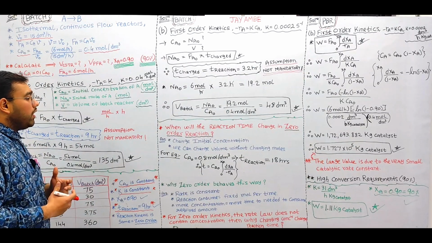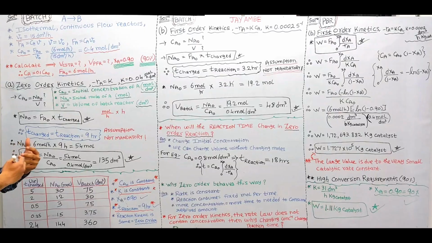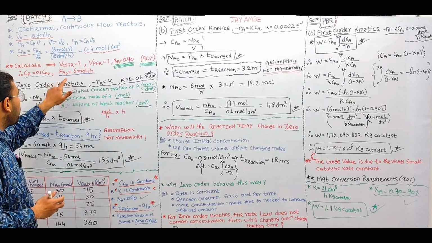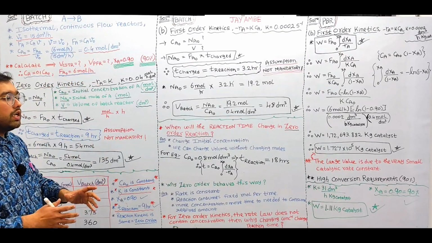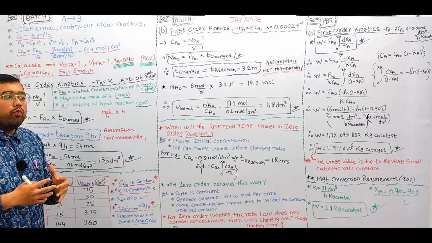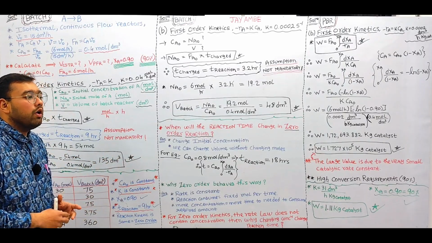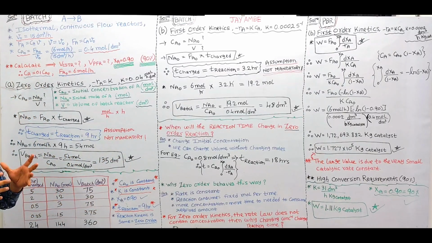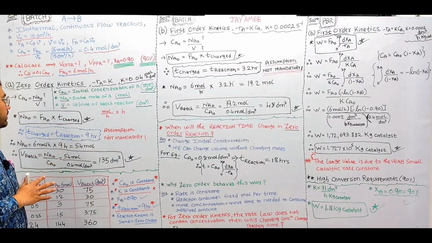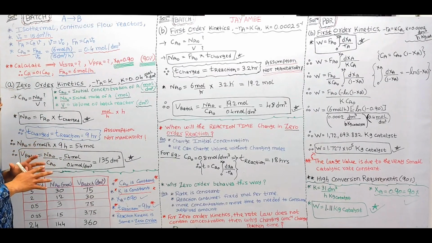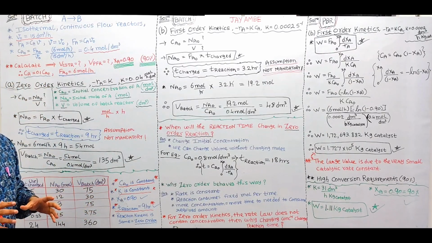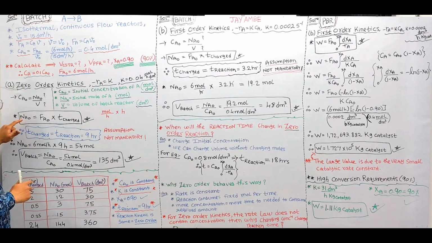So let's say the volume of the fluid which we are feeding to the reactor is given by the molar flow rate, right? The molar flow rate is 6 moles per hour, which means that every hour we are feeding 6 moles of reactant into the reaction environment of the batch reactor. So if we multiply 6 moles per hour with the charge time, then we'll get the number of moles present. This formula is very important.